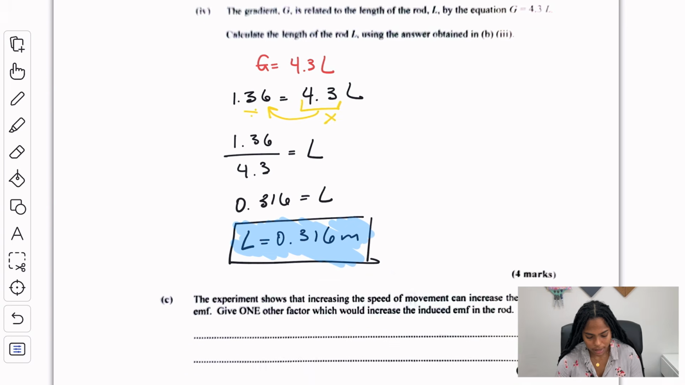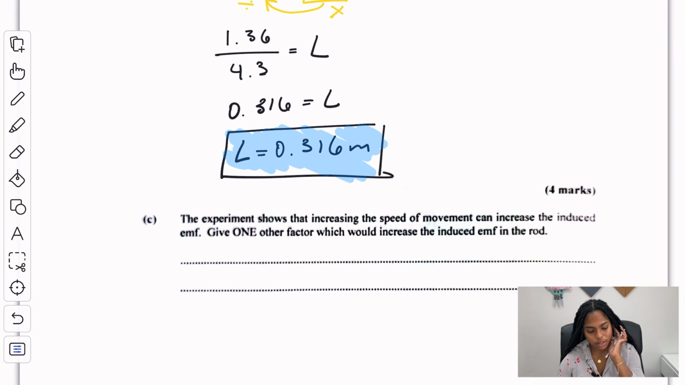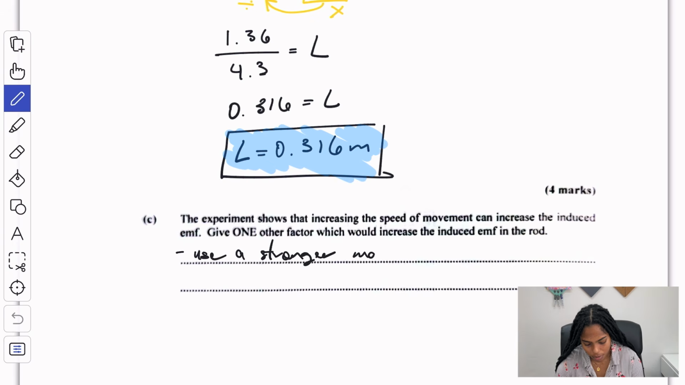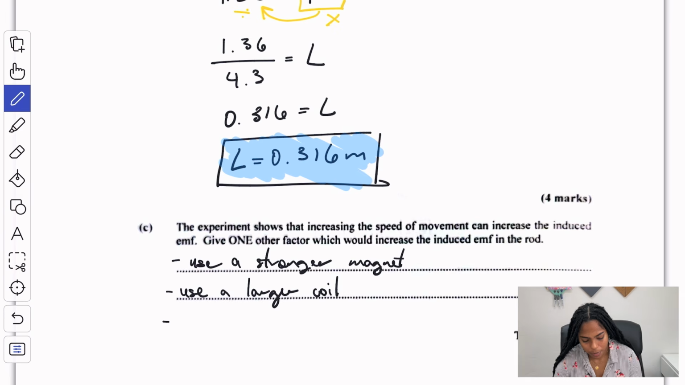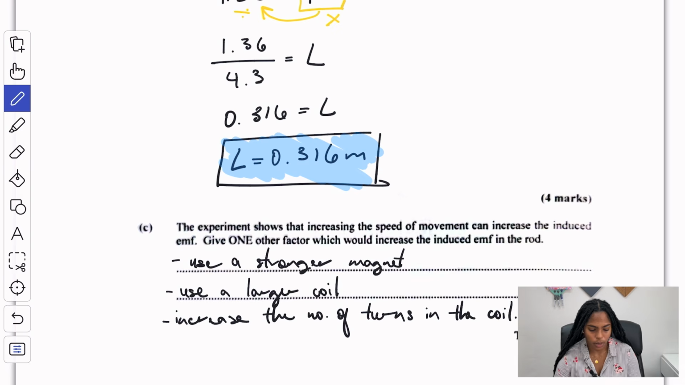The experiment shows that increasing the speed of movement can increase the induced EMF. Give one other factor which increases the induced EMF in the rod. So one is use a stronger magnet. You could also use a larger coil, or increase the number of turns in the coil. Now we only have to put one, I'm just giving you a few options.